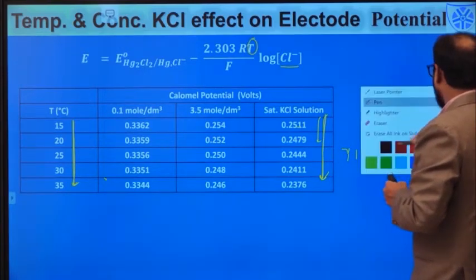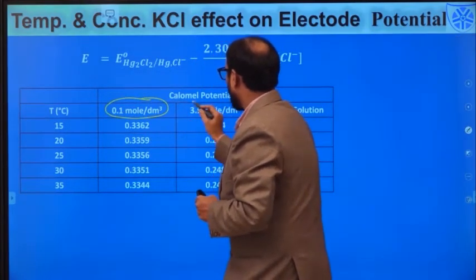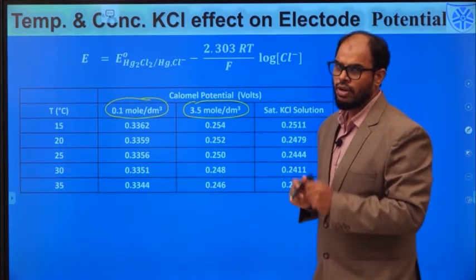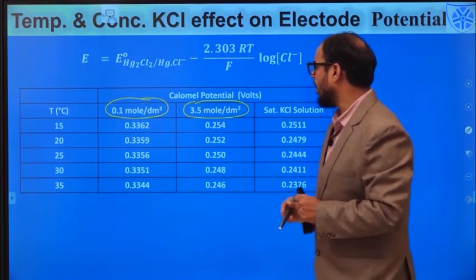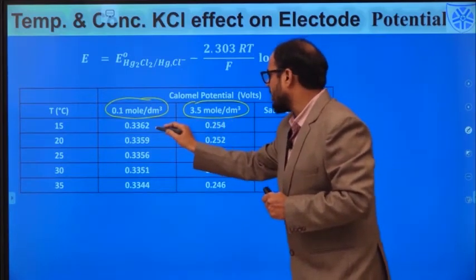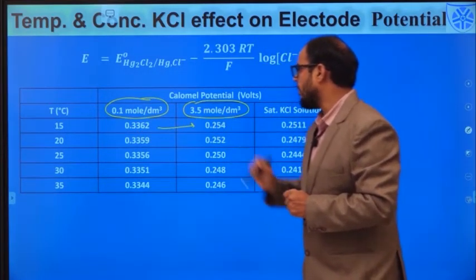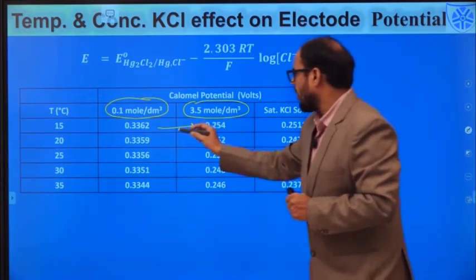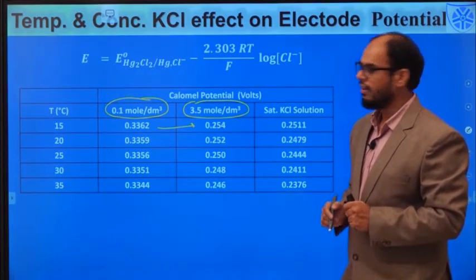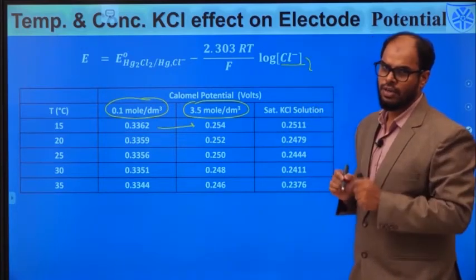Let us try to understand the effect of concentration. We can see here that we have got two different concentrations. One concentration of 0.1 potassium chloride solution and the other concentration of 3.5 potassium chloride. So, as we increase the concentration from 0.1 to 3.5, the electrode potential value is decreasing. So, this tells very clearly that the chloride ion concentration will influence the electrode potential.